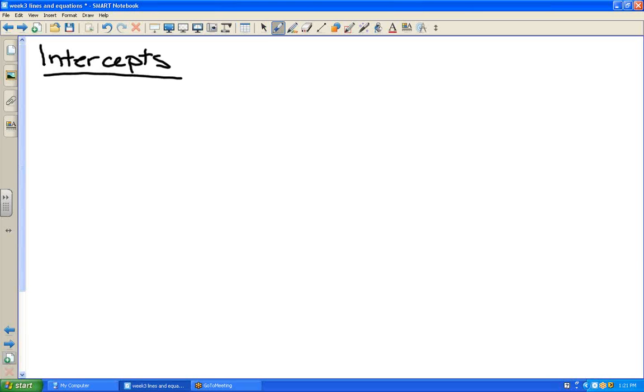Okay, just like in football, an intercept is where you catch something, and in this case, it's where the line is caught by the axis. Not horribly essential to the point at the moment, but we're going to get into some specifics in a second.